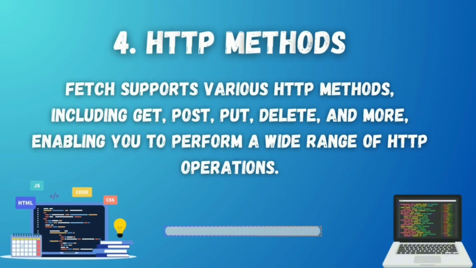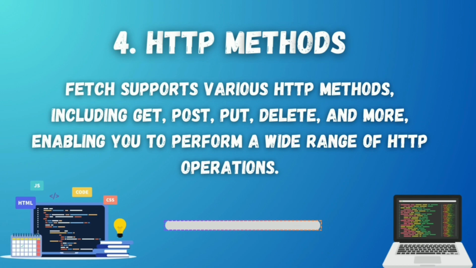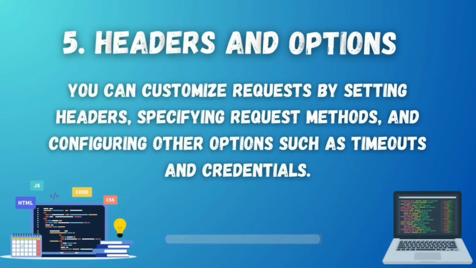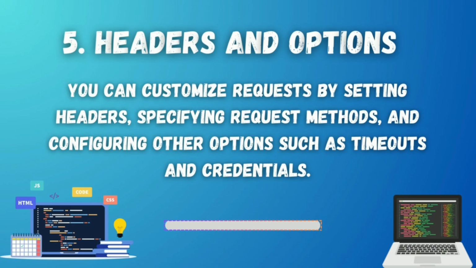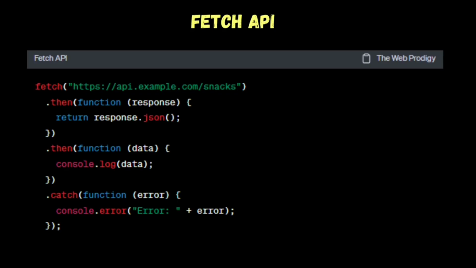Number 4 is HTTP methods. Fetch supports various HTTP methods, including GET, POST, PUT, DELETE, and more, enabling you to perform a wide range of HTTP operations. Number 5 is headers and options. You can customize requests by setting headers, specifying request methods, and configuring other options such as timeouts and credentials. Now I'm going to explain it with the help of an example.